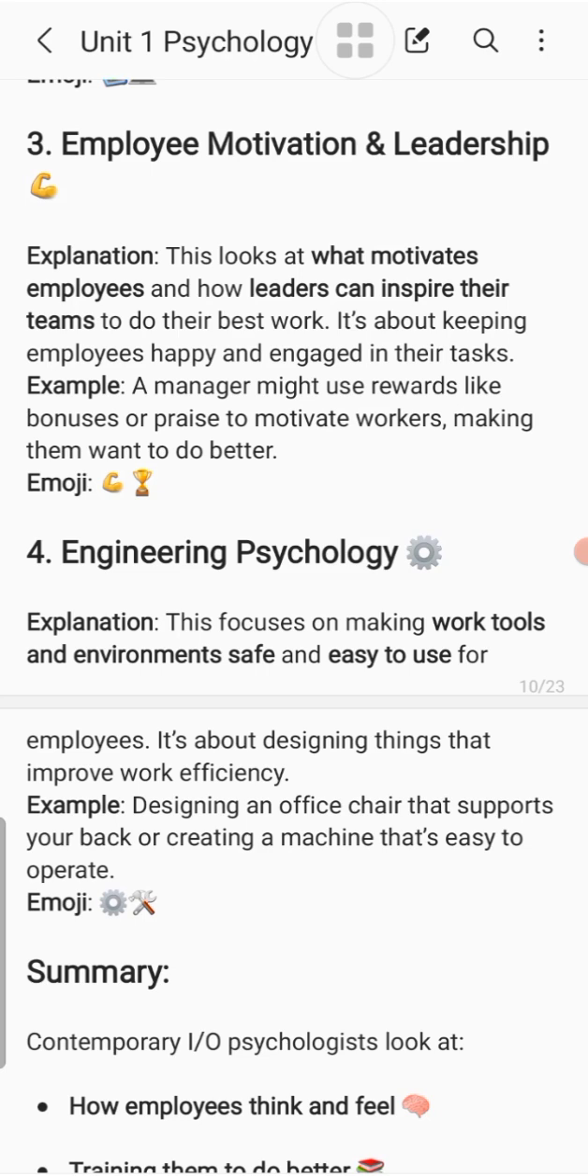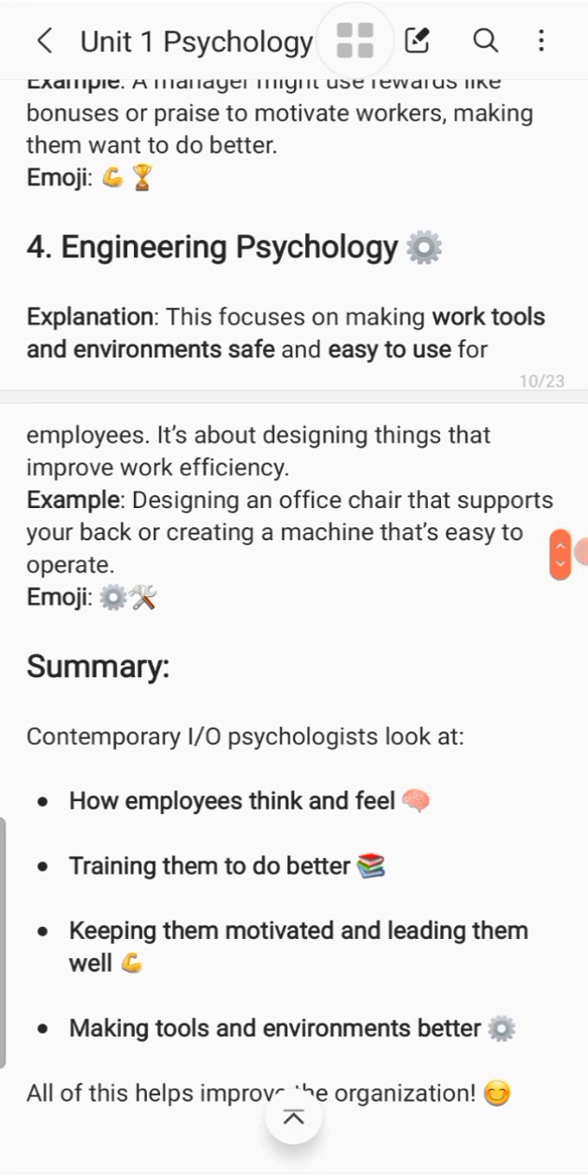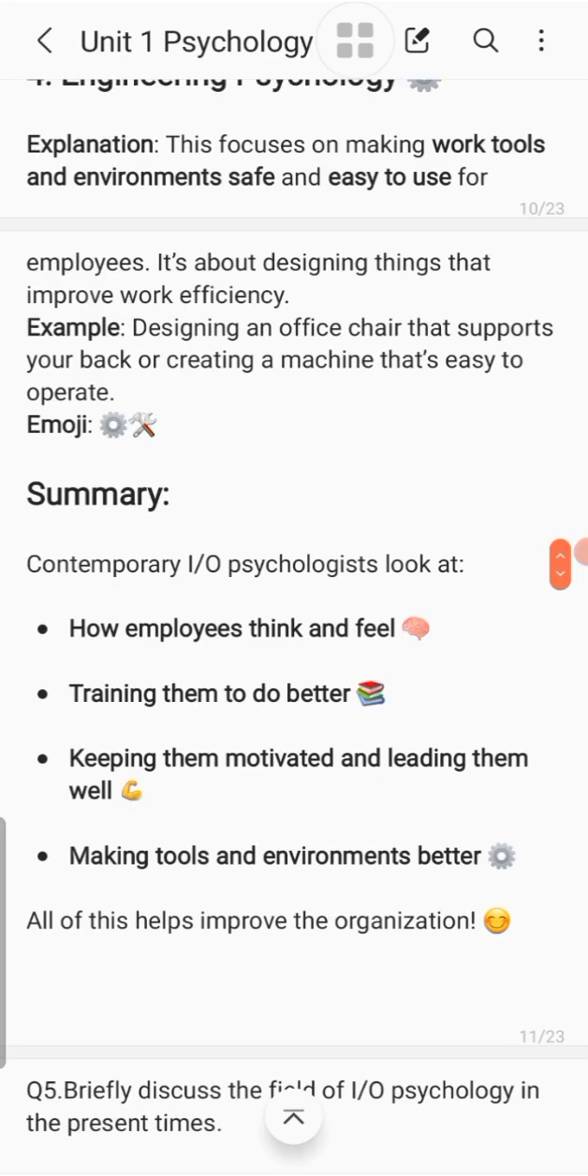Designing an office chair that supports your back or creating a machine that's easy to operate. Now, let's summarize the answer. Contemporary industrial psychologists look at how employees think and feel, training them to do better, keeping them motivated and leading them well, making tools and environments better. All of these improve the organization.